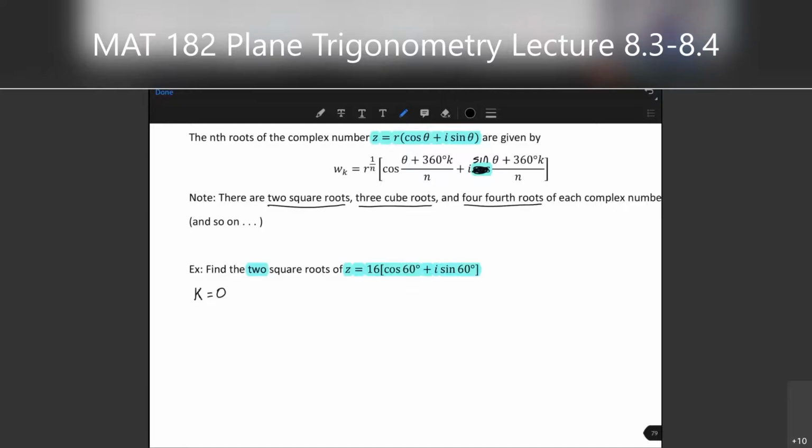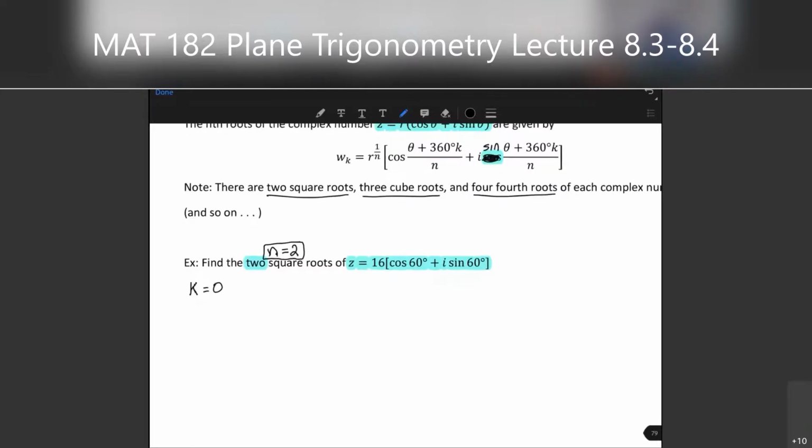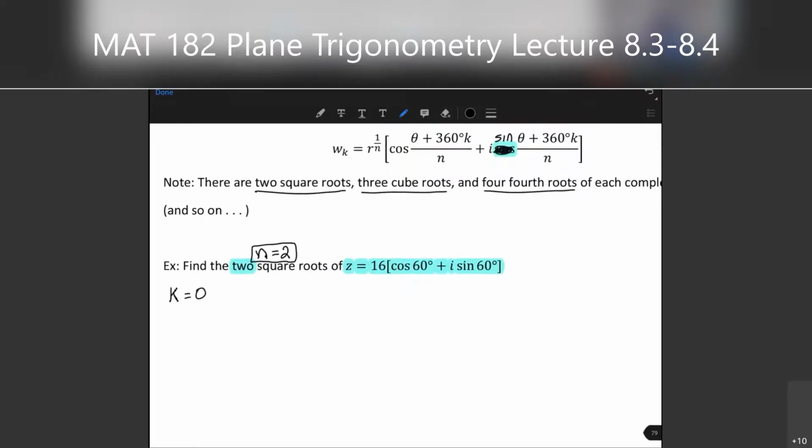And in this case, since we are taking a square root, that means that n is the value of 2. So n is always the number of roots that we're taking. So in this case, n is 2, and we're going to count the k's from 0 up to n minus 1. So filling in the details of our formula, knowing those 2 counters, n is always the root number, and then we're going to start with k equals 0.